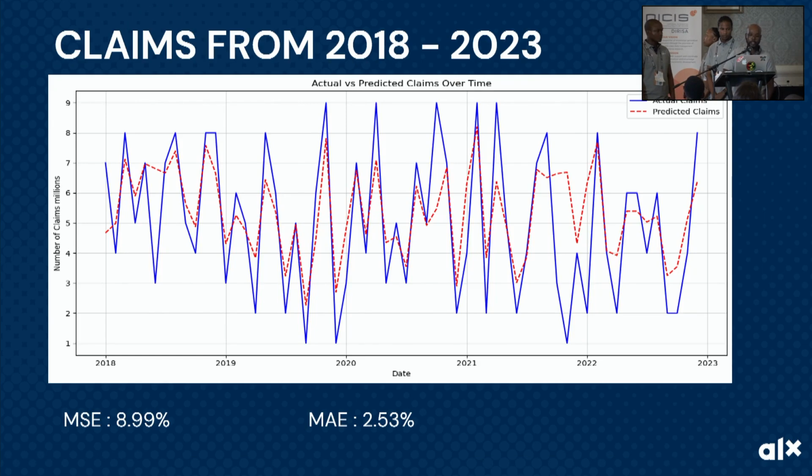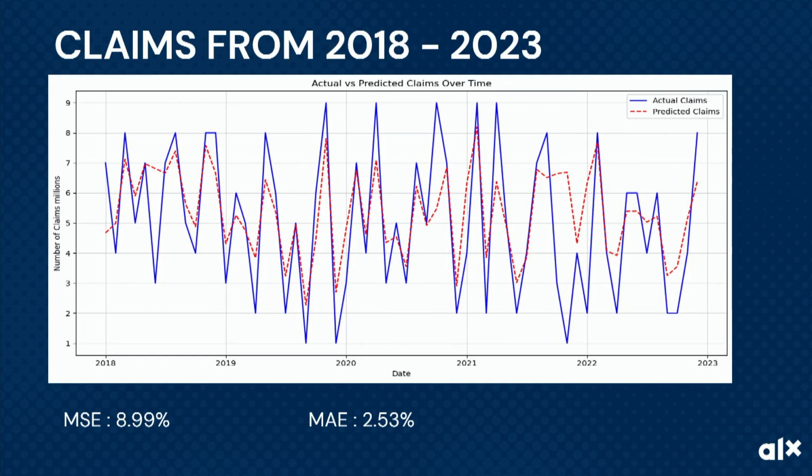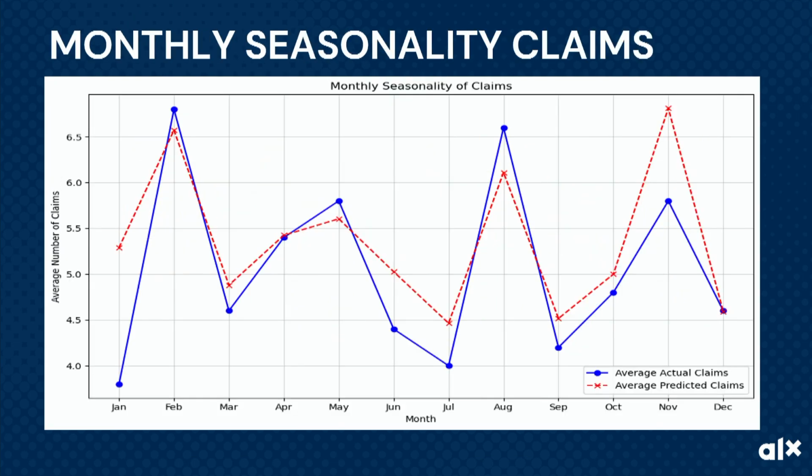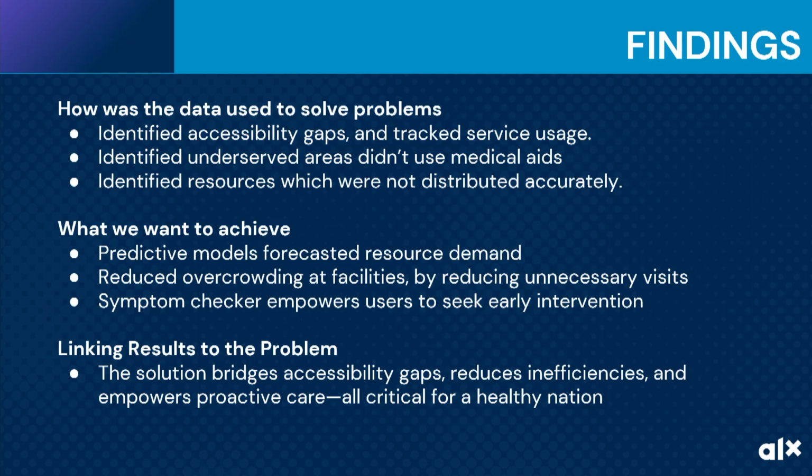We ran a data analysis on actual and predicted claims over time, which shows the nonlinear relationship, and then we also checked the monthly data to see if there's any correlation between the long term and the short term. And now I'll hand over to my partner, Kosnat.